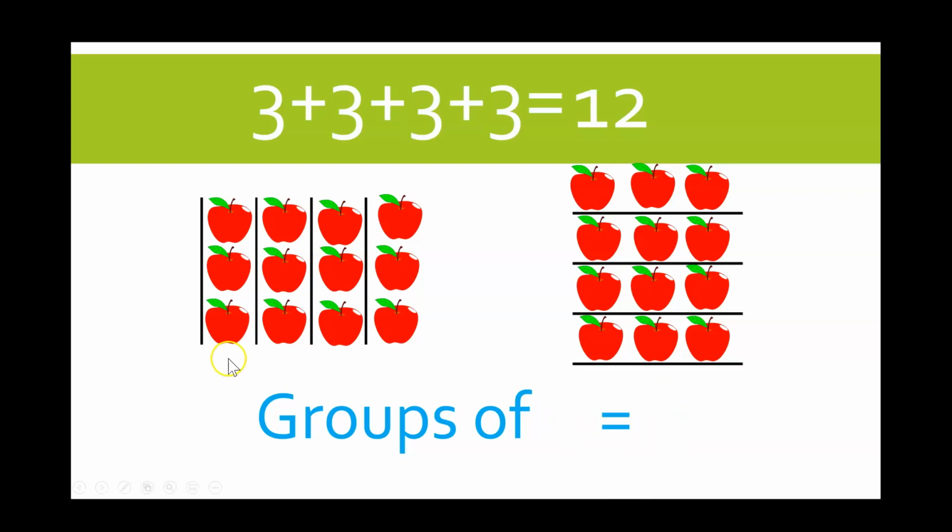Now write how many groups of blank equal blank. Well, we have 4 columns and 4 rows, so we have 4 groups. And how many are in each column or in each row? We have 3. So 4 groups of 3 equals 12.